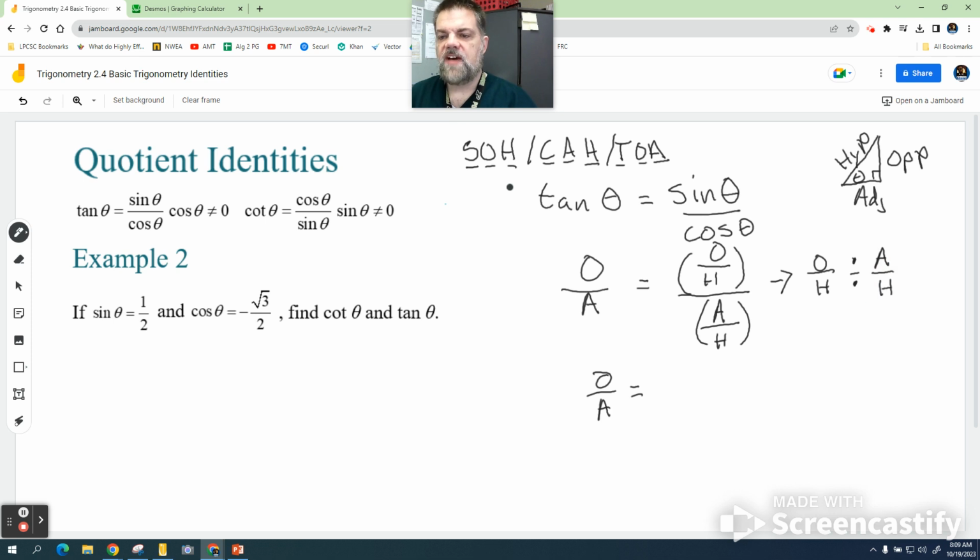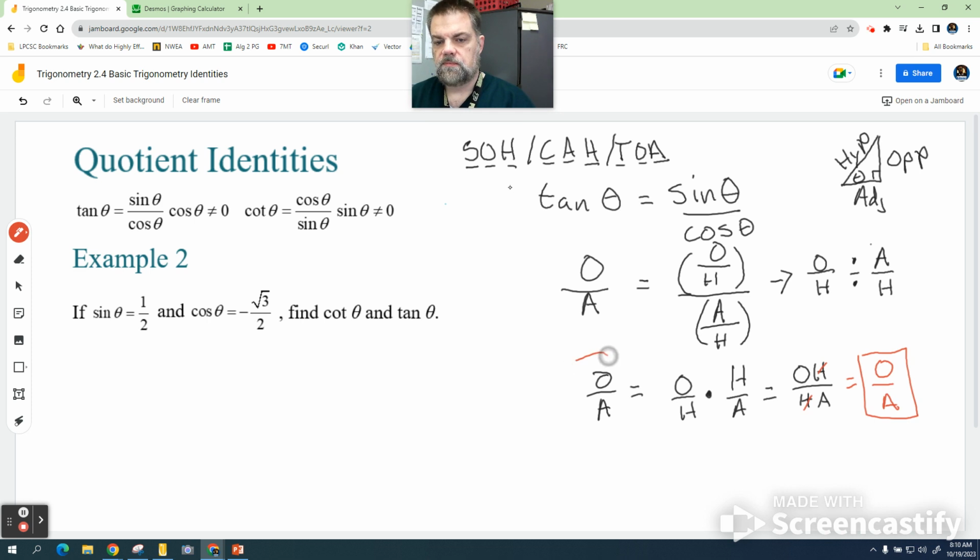But whenever we divide by a fraction, we multiply by the reciprocal. So this becomes the opposite over the hypotenuse times the hypotenuse over the adjacent. If you multiply that across, you get this over this. What happens to the h's? They cancel. So that's where that comes from. And if we were to do the same thing with cosine, you get the exact same thing. So this is really easy.